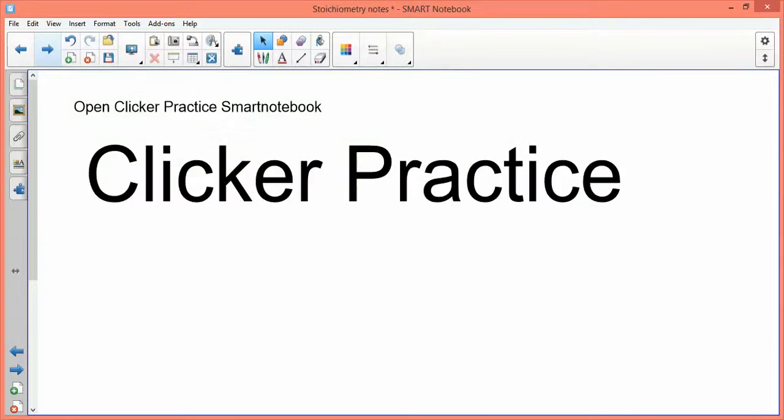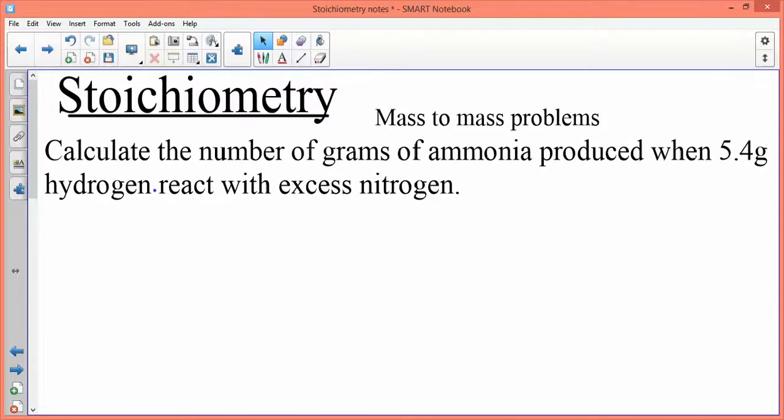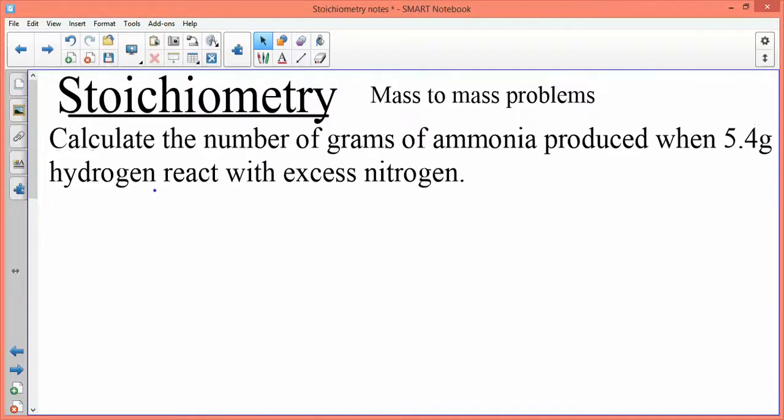Alright, here's one. Calculate the number of grams of ammonia produced when 5.4 grams hydrogen react with excess nitrogen. This involves all the steps. It doesn't give me the balanced chemical reaction. I have to write the reaction and then I have to balance it. So it says calculate the number of grams of ammonia produced.